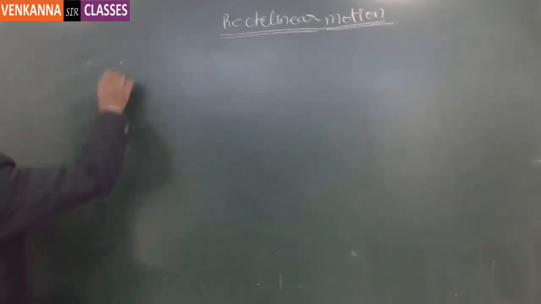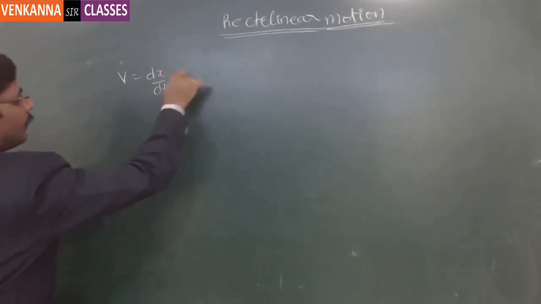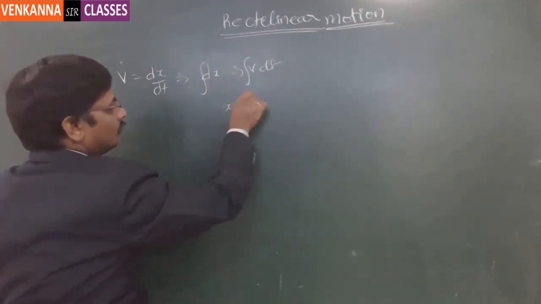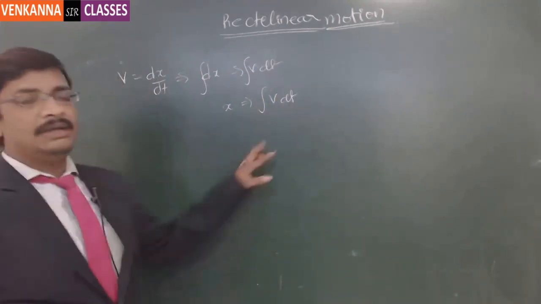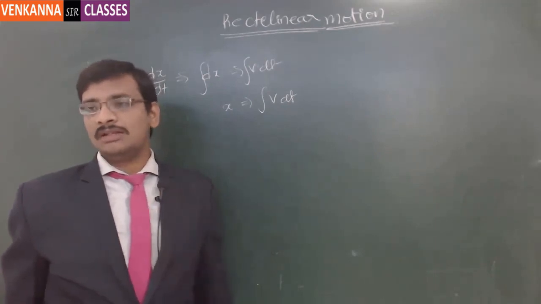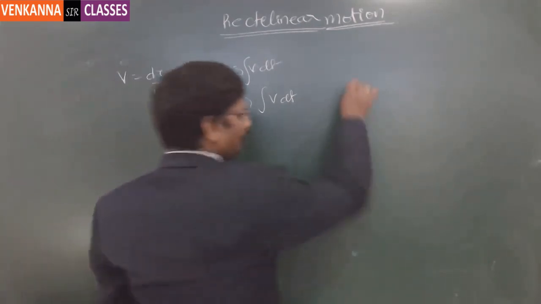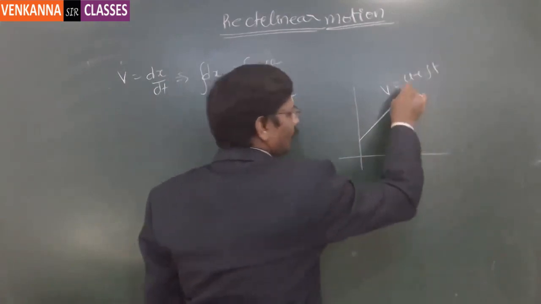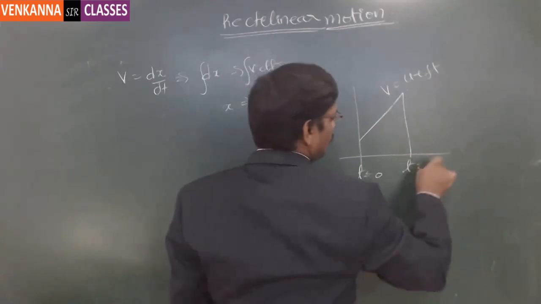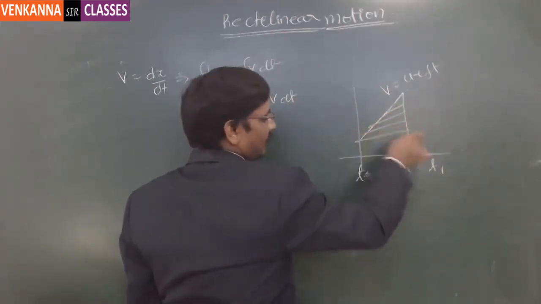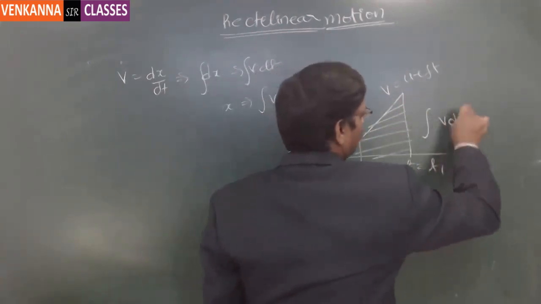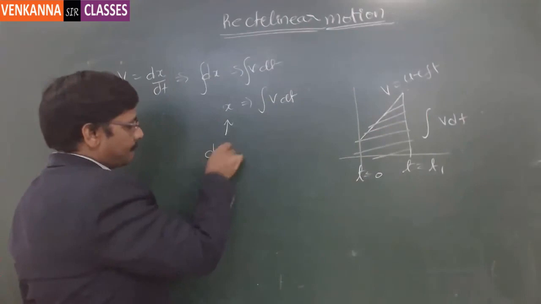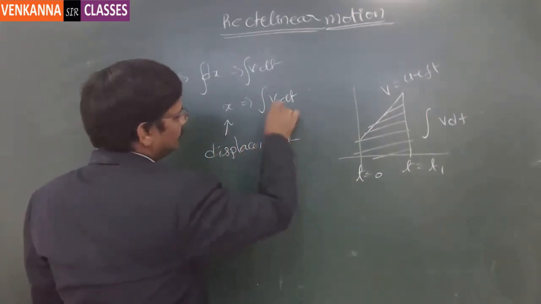We have got the relation v is equal to dx by dt. It implies that dx is equal to v times dt. If you integrate on either side, x is equal to integral v dt. If you notice, the integral of any curve is nothing but the area under that curve with respect to the x-axis. Now if you draw the graph of v versus t, v is equal to u plus ft, within a time starting from t equal to 0 to t equal to t1. The area under this curve can be calculated with the integral of v into dt. Mathematically we proved that x is equal to integral v dt. It's nothing but the displacement, and this is the area.